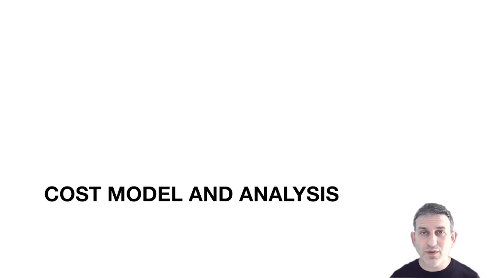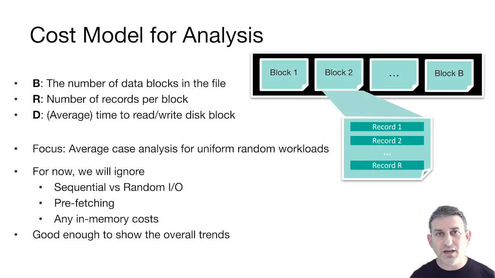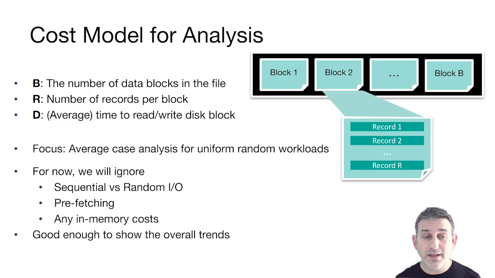So let's start with a simple cost model so that we can begin our analysis. The basic variables in this cost model are just three. The letter B is the number of data blocks in the file. So in the picture to the right, you can see it's got B blocks. The letter R is the number of records per block.